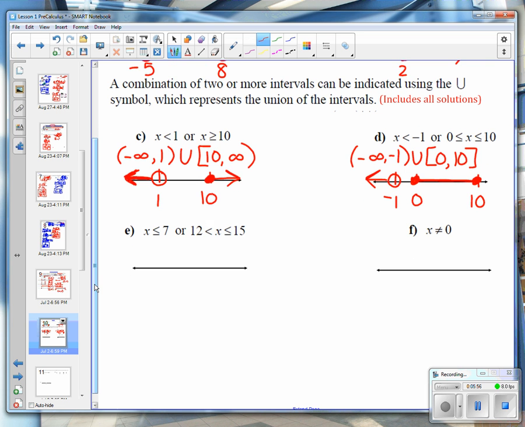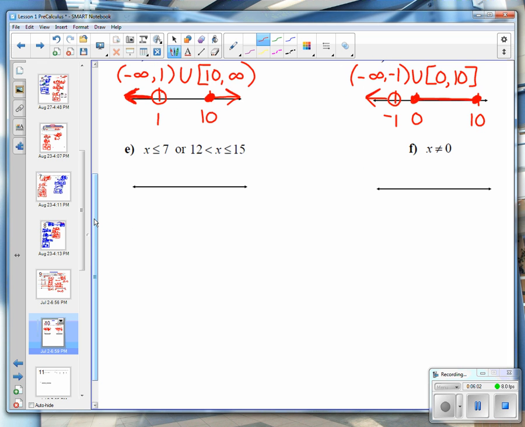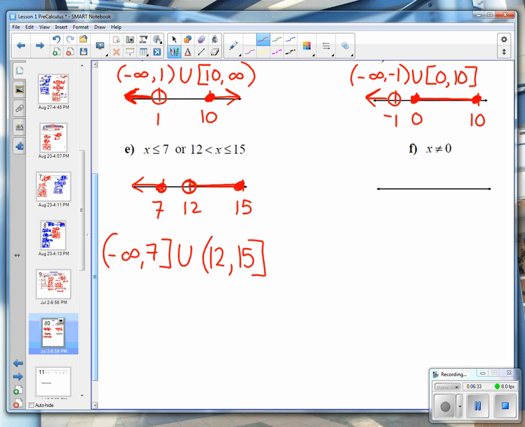If we look at E, again, just a little bit more practice. I'll keep going through this. Remember, you can always pause me and do them yourself and then just double check your answer once I'm done with them. So x is less than or equal to 7 in that situation. We've got x is in between 12 and 15. So in between these, obviously open circle here, closed circle here, negative infinity up to 7, union, open bracket at 12, up to 15, which would be a closed bracket.